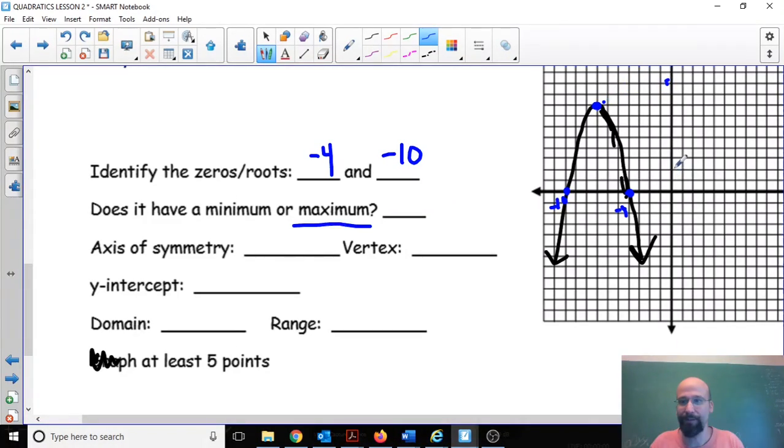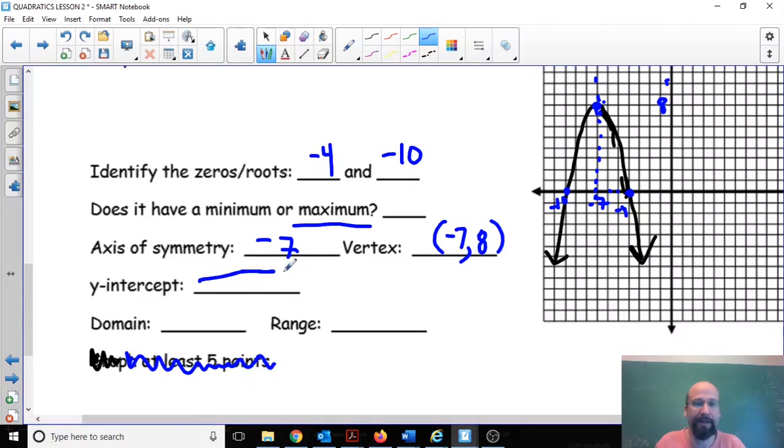So 1, 2, 3, 4, 5, 6, 7, 8. So 8 on the y. And then this was -4, -5, -6, -7. -7 on the x. So our vertex, -7, 8. Remember, in points, x goes first. The axis of symmetry is this x value. And the x value we said is -7. This does have a y-intercept. It will eventually if you follow it down. Since I can't see it on the graph, I'm not going to worry about it.